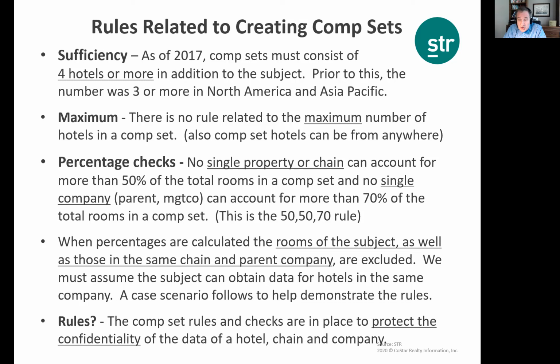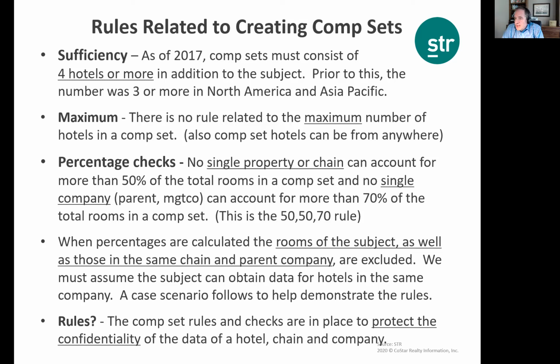Next rule, maximum. There is no rule related to the maximum number of hotels in a comp set. Remember, I said the average was between 5 and 6, but many have much more than that, and there are good reasons for doing that that we could explain and talk about. And also, there's no rule as far as where you go to get a hotel for your comp set. Let's say if I have an island hotel, I may go to other islands that may be near or far away from my hotel.